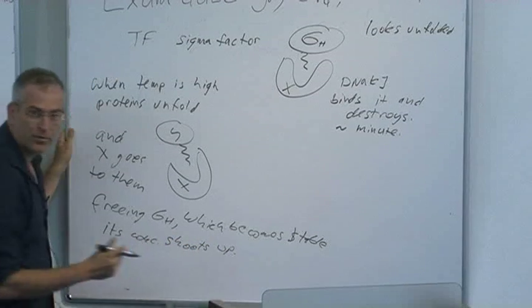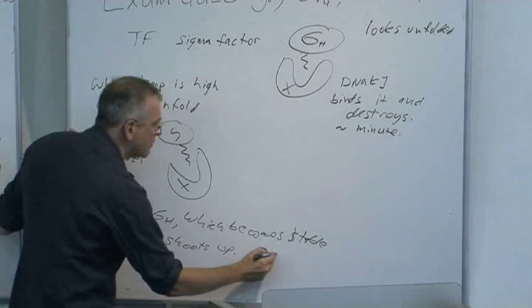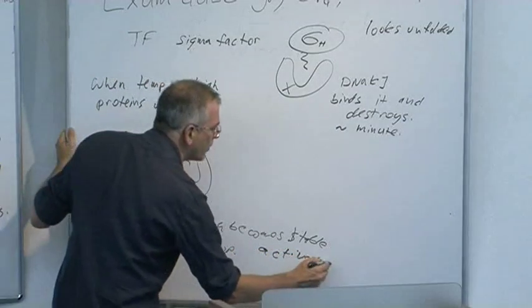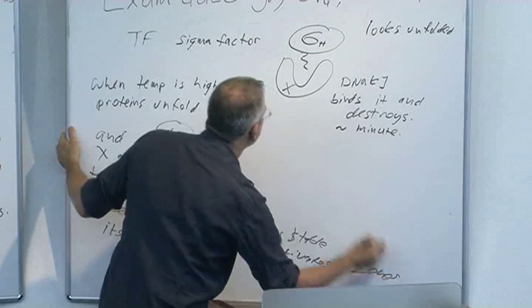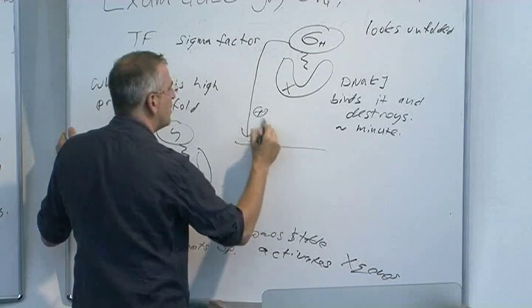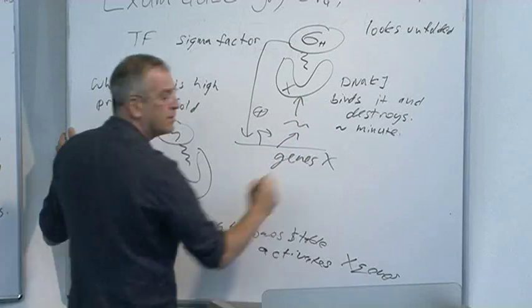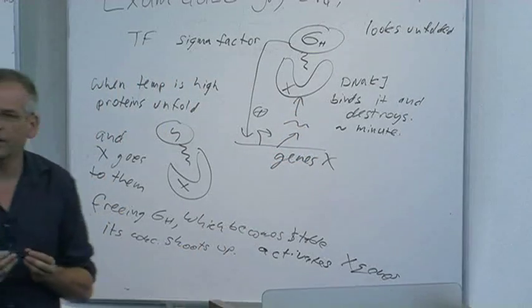So here we have fast response time because of the rapid degradation rate. Once you stabilize it, because it's destroyed so quickly, this is the fast response time you gain from rapid degradation, and it activates the X genes. So this sigma factor goes and binds and activates the genes, the heat shock genes. So that's the circuit. Very elegant.